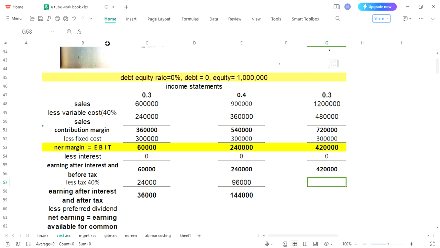1,44,000. In a similar way, tax for the third option would be calculated, and that is to calculate 40% upon earning before tax. 4,20,000 earning before tax, and we will take its 40%. Amount of tax has been calculated, and we are now open to calculate earning after tax simply by subtracting tax from previous earning. 4,20,000 previous earning, 1,68,000 amount of tax. So we have got our earning after interest and after tax, after which preferred dividend would be calculated.